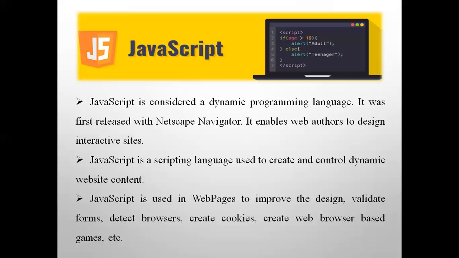Okay, so JavaScript is a scripting language designed to add interactivity to HTML pages. It's an interpreted language, which means that scripts are executed step by step without preliminary compilation. And JavaScript is used in web pages to improve the design, validate forms, detect browsers, create web browser based games, etc.